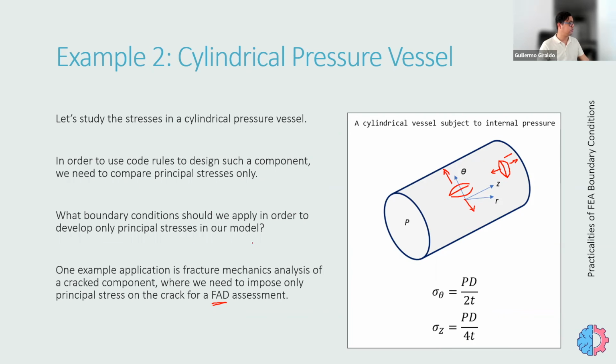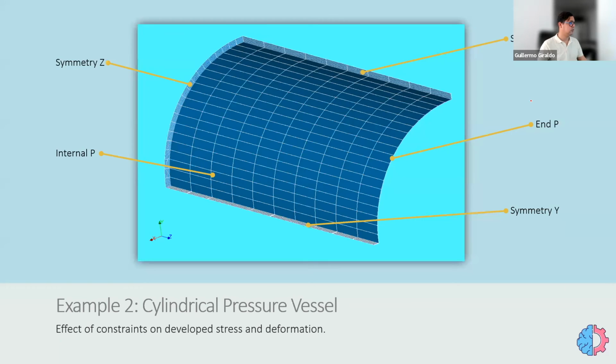So what boundary conditions should we apply in order to develop only principal stresses in this model? It is kind of difficult to model a whole pipe, get it? Maybe a remote point condition that allows it to grow, but it's up to debate the effects that these connection points have. So I'm going to give you one solution based on symmetry that you can use in such case. In this case, I also built this one with Coreform for the people that like Coreform.